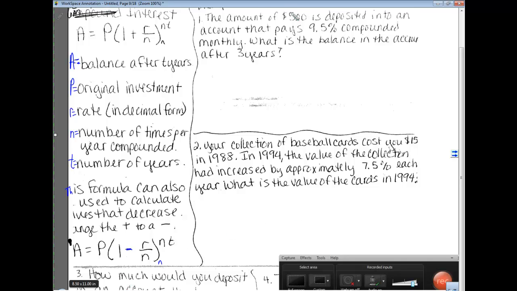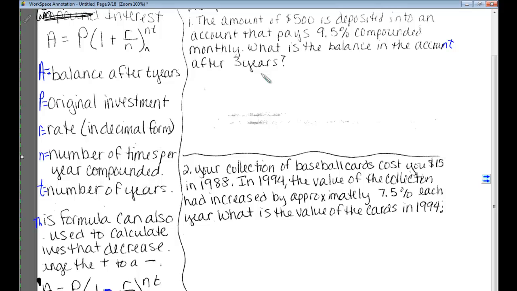Let's look at an example. The amount of $500 is deposited into an account that pays 9.5% compounded monthly. What is the balance in the account after 3 years? First, I need to decide what formula I am using. I am looking to see what my future value will be, and it will be hopefully increasing. I will be using the top formula, so write that down.